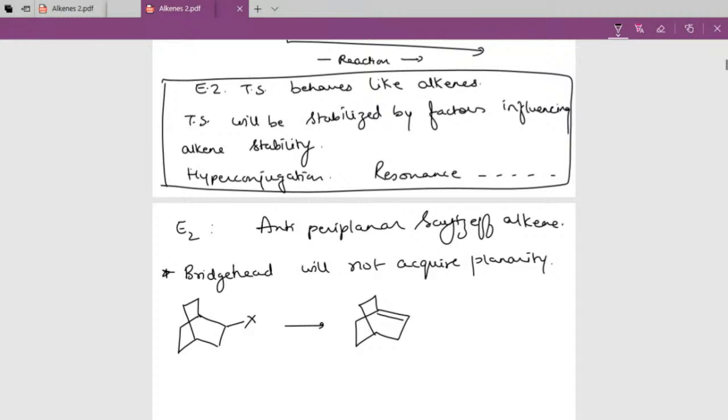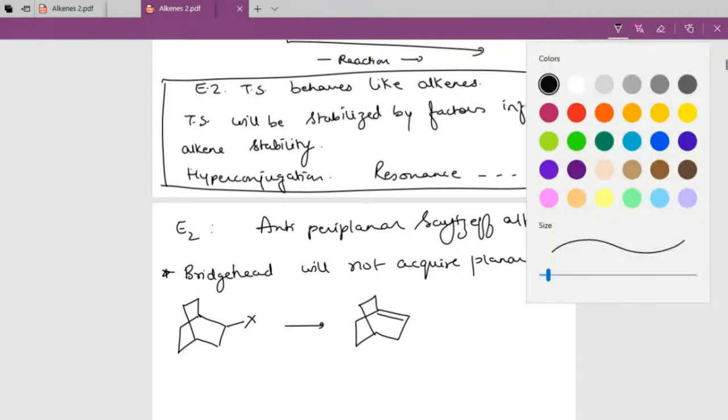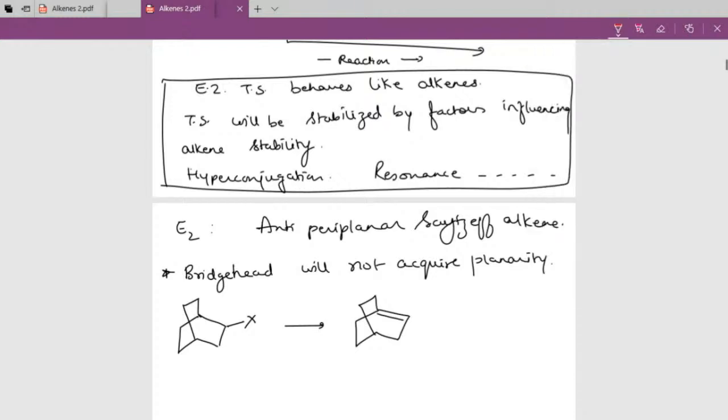Here it is more hyperconjugative and all that. But as I said, don't go by the conclusion, go by the basics. Will this transition state be able to exist? No, never. So this will not be formed. Okay, so what will be formed? We will have a product, as in a failed reaction. This is what will be formed. Alkene will be formed from here.